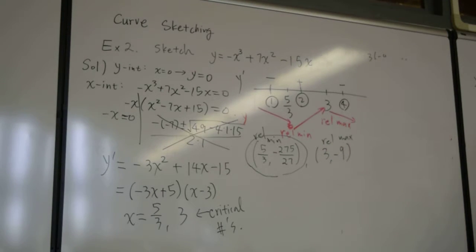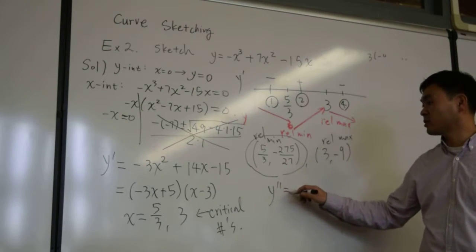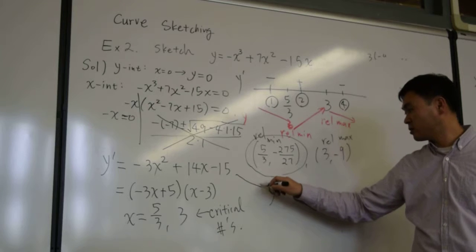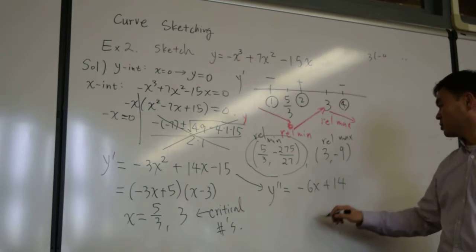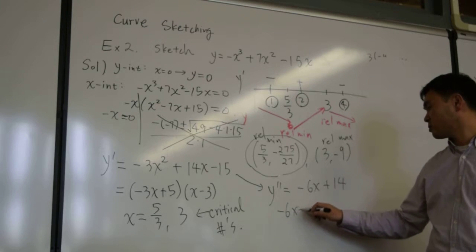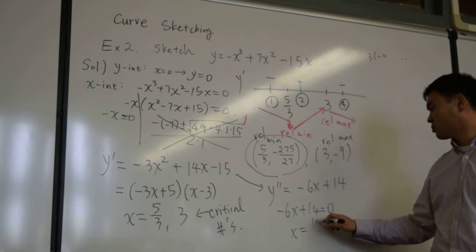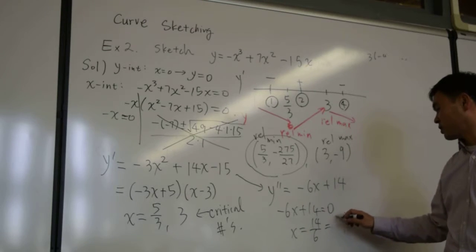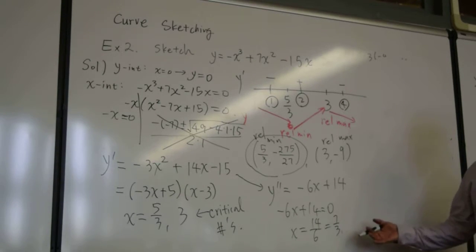Now for the inflection point, we need the second derivative. If I differentiate this, I get negative 6x plus 14. Setting negative 6x plus 14 equal to 0 gives you x equals 14 over 6, which is 7 over 3. So 7 over 3 is probably an inflection point.